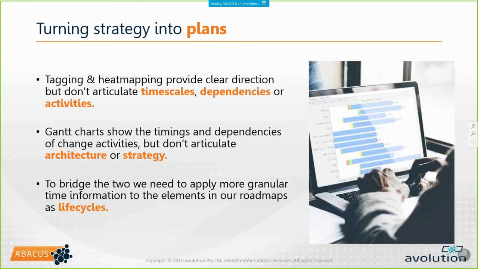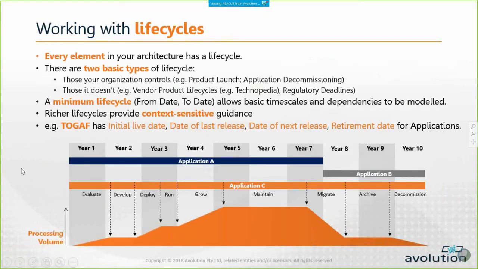On the flip side, we have the good old Microsoft Project Gantt chart. It shows you when activities are happening, but they don't necessarily apply those timelines to the actual architecture itself. So we might know the project is executing in this time scale, but we don't know when the application itself will necessarily be retired. So to bridge those two views, we need to apply that time-based view to our architecture itself. And we do this in the form of life cycles.